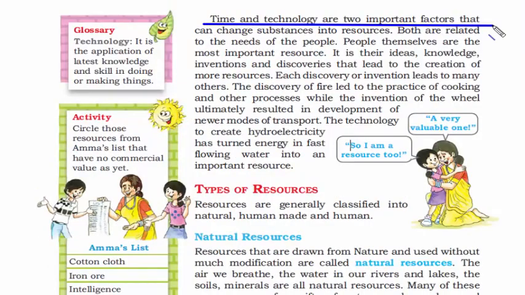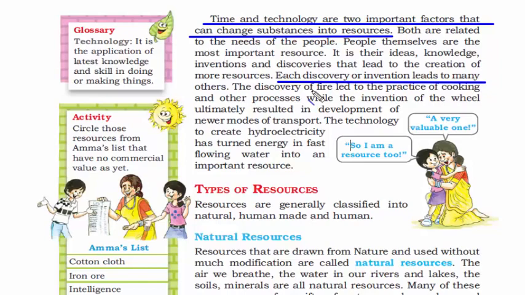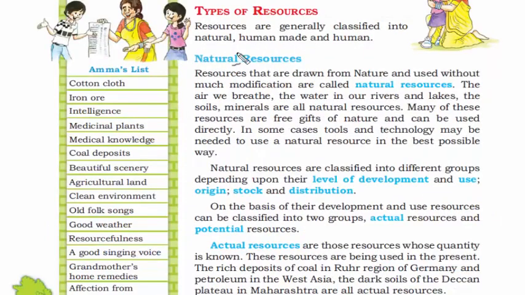Time and technology are two important factors that can change substances into resources. To see any kind of change, you need time, and technology is nothing but the way which helps you in getting that change. For example, machinery, computers, gadgets, etc. Most of the things around us have been discovered or invented many years back. And over the years, we have studied the same discovery and invention and have modernized it. Hydroelectricity is a technology which turns the flow of water into electrical energy. So it is an important resource. Resources are generally divided into natural, human-made and human.